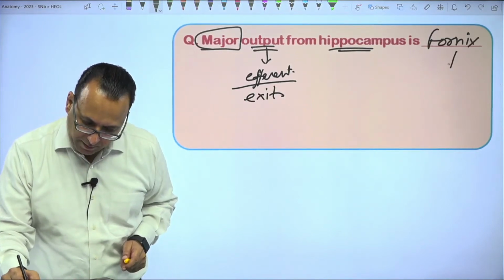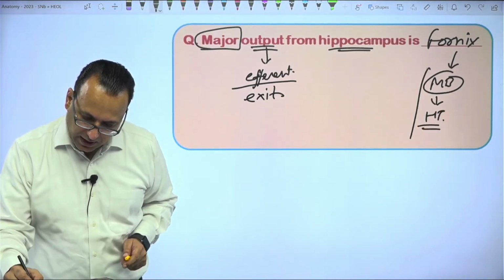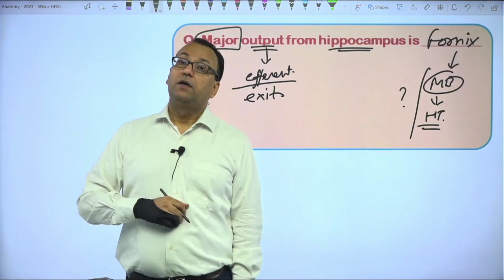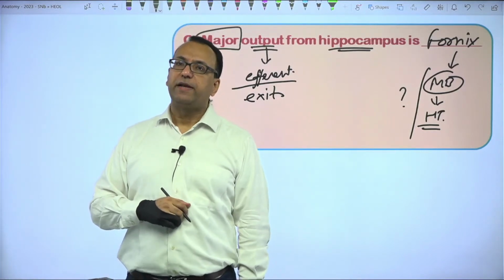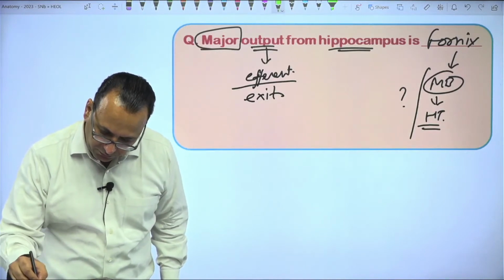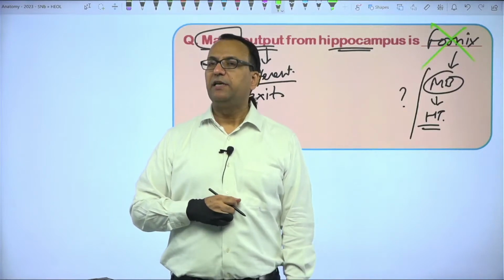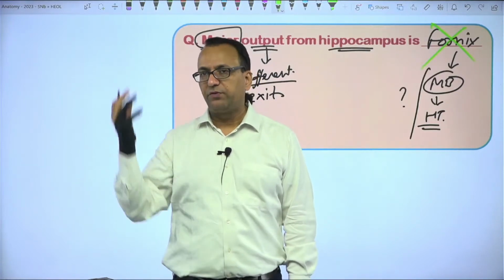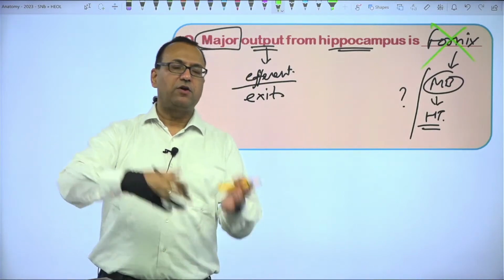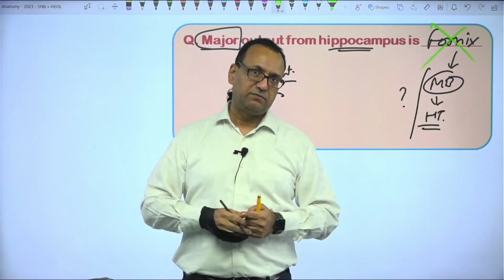And where is it going? Mammillary body. And what is mammillary body? It's a part of hypothalamus. And what is the purpose? Purpose is consolidation of memory. And what will happen if I have a problem with the fornix? If you have a problem with fornix, then you will have amnesia syndrome, forgetfulness. You cannot convert your short term memory into long term memory if there is a lesion of fornix.